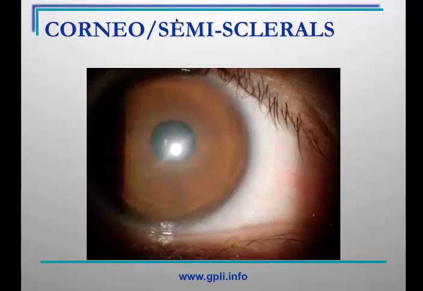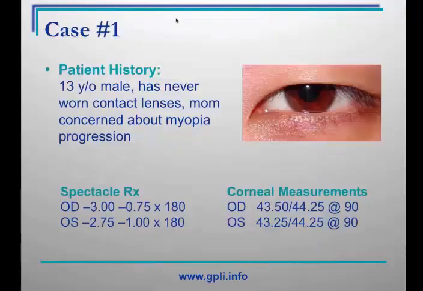So that brings us to our first case. This is a 13-year-old male, has never worn contact lenses, and his mother is concerned about his myopia progression. You can see his spectacle Rx here, and also his corneal measurements, and you can tell that essentially he has no to very little residual astigmatism. So which lens fitting modality would you recommend?